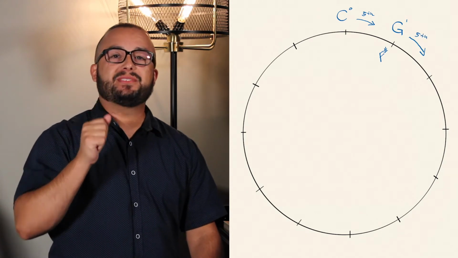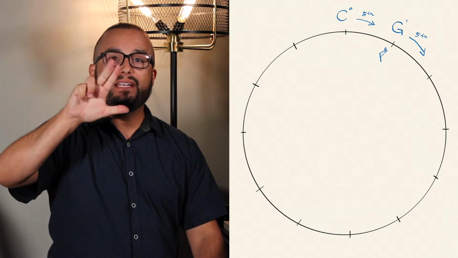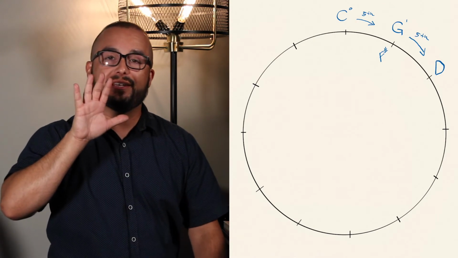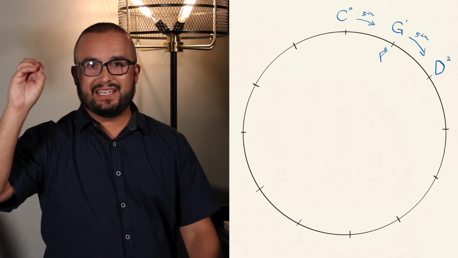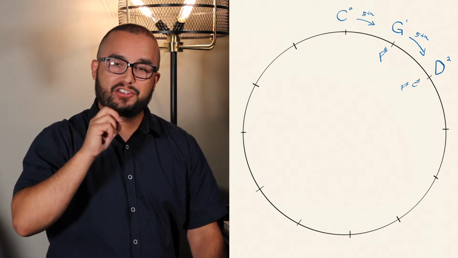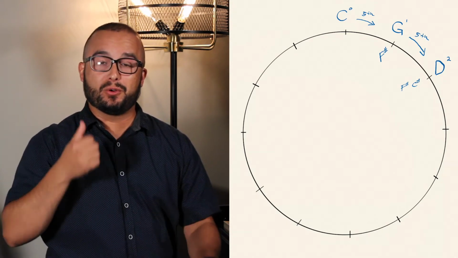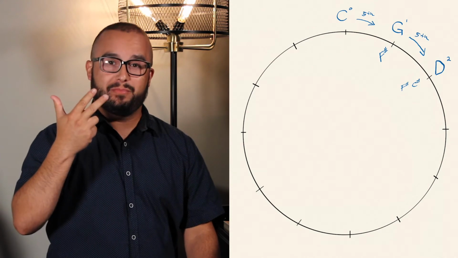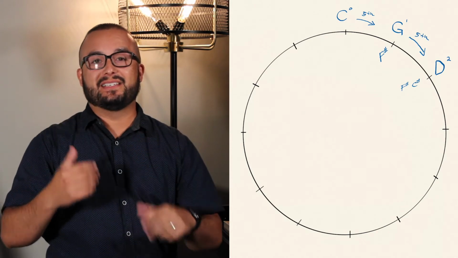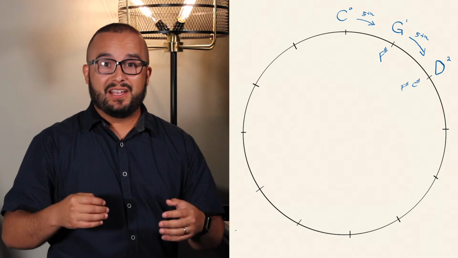So let's go 5 steps in the key of G. Starting on G as 1. G, A, B, C, D. The 5th degree in a G major scale is D. That's also going to be our next key that has 2 sharps. Those 2 sharps are going to be F sharp and C sharp. So when I'm building a D major scale, it's going to go D, E, F sharp, G, A, B, C sharp, back to D.